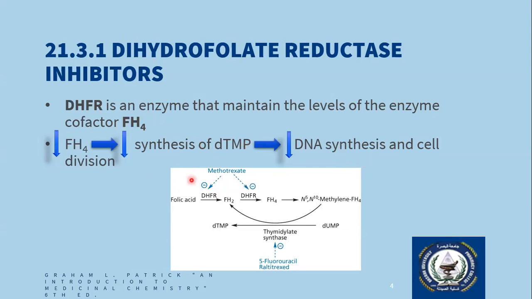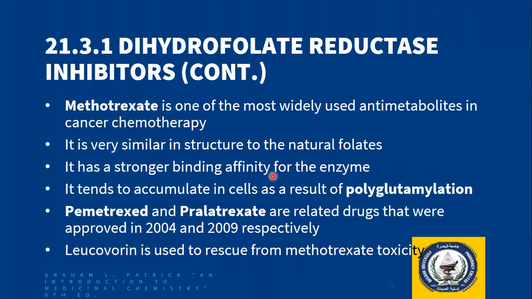As you can see here also from the figure, methotrexate and other analogs inhibit the enzyme dihydrofolate reductase. We mentioned methotrexate, so it is one of the most widely used antimetabolites in cancer chemotherapy. It is very similar in structure to the natural folate. That's why it is able to act as an enzyme inhibitor for the dihydrofolate reductase. Okay, but methotrexate has a stronger binding affinity for the enzyme, and we're going to see why in just a bit.